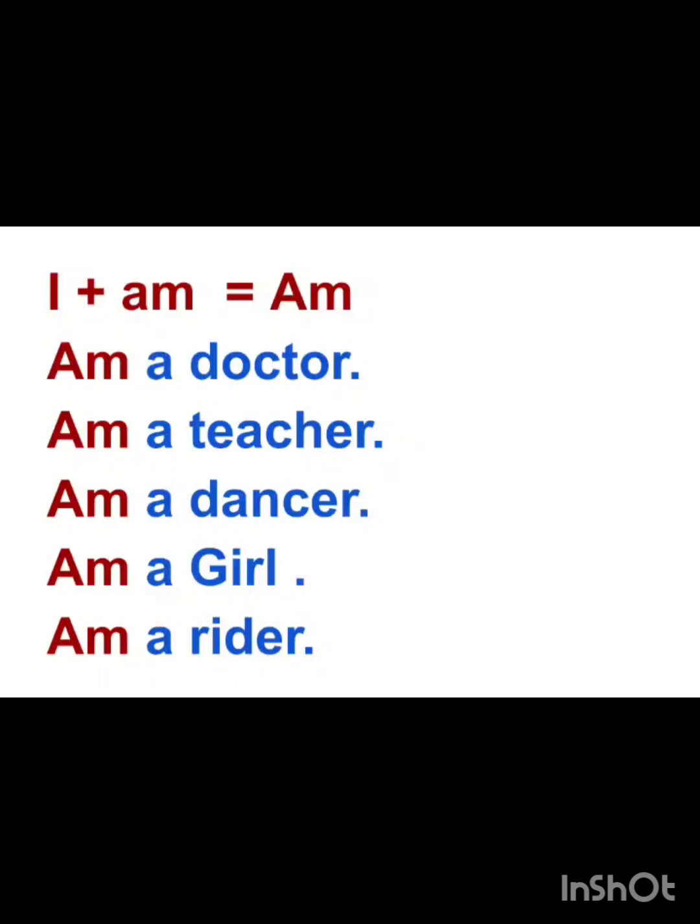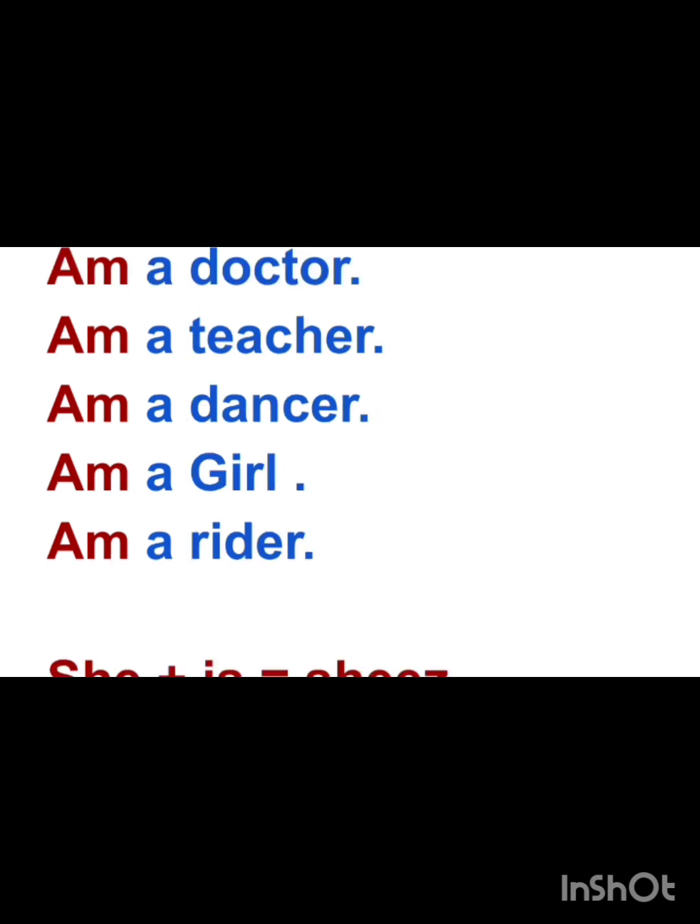Okay, so let's learn how to do it. This is our first contraction. The first words are "I am." We have to pronounce it as "I'm." "I'm a doctor." So instead of saying "I am," we have to say "I'm a doctor, I'm a teacher, I'm a dancer, I'm a girl, I'm a writer." Make it your habit.